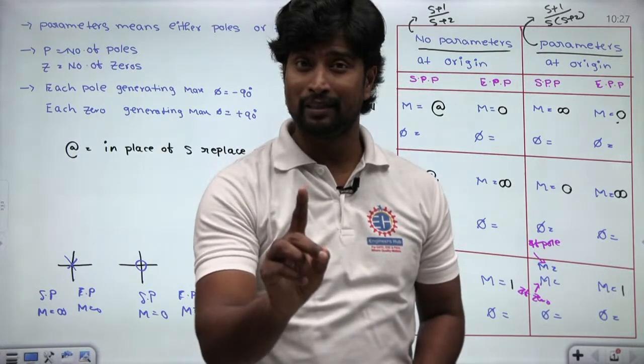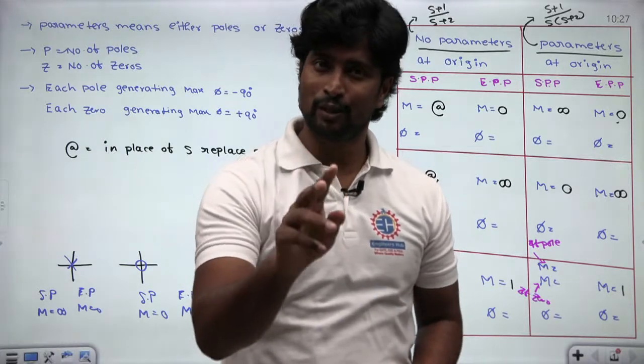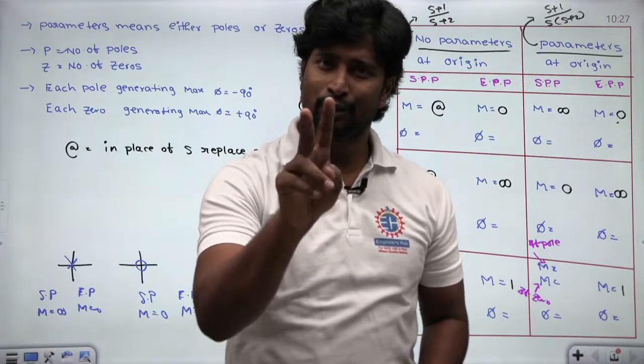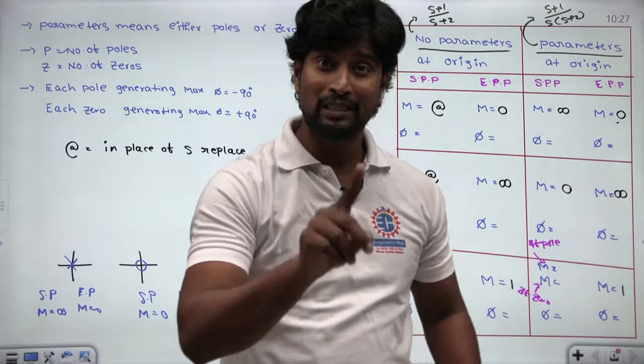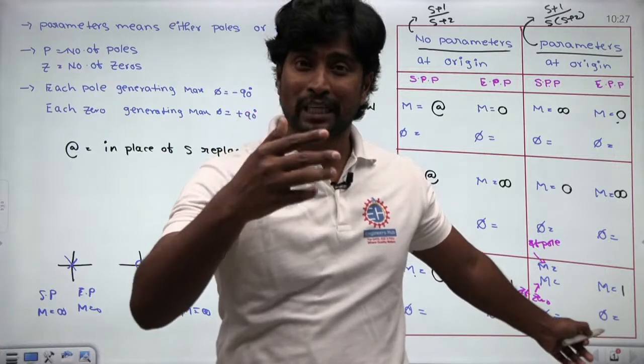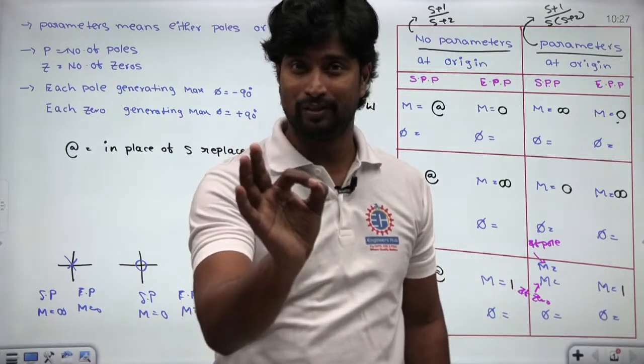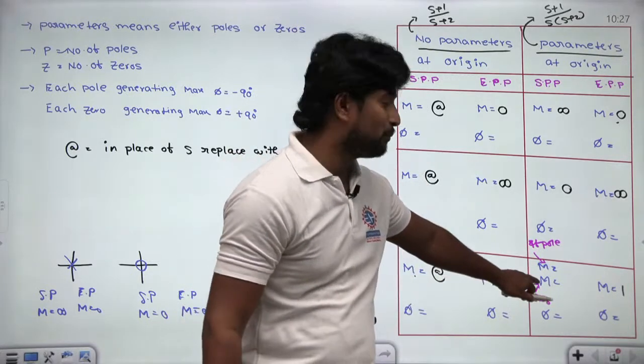Once again I will repeat. (s+2)^2/(s(s+1)). Check once. Here also there are 2 poles and 2 zeros, but one pole is lying at the origin. Reverse: s(s+1)/(s+2)^2. Now there is one zero at the origin. In that situation, this will come into the picture.